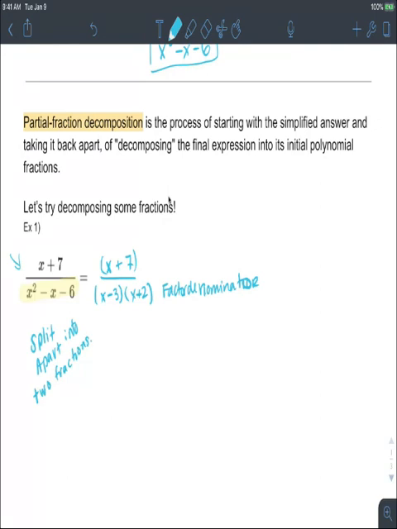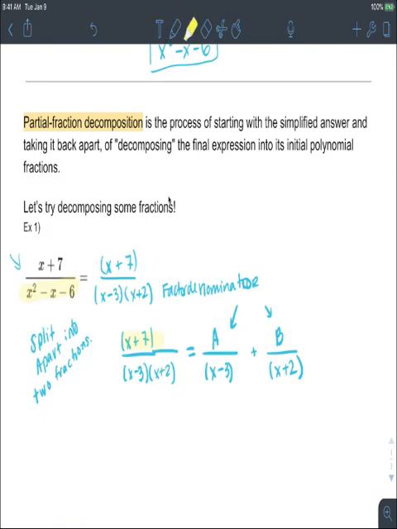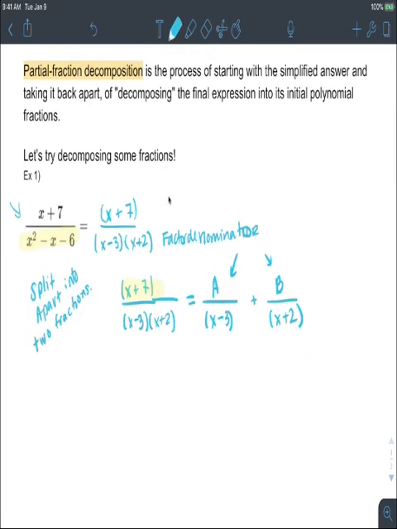So I get x plus 7 over x minus 3 times x plus 2. That's what we had, is equal to something plus something. The something is x minus 3, and my other piece of my denominator is x plus 2. And then we need to figure out what our top values are so that it equals this piece.